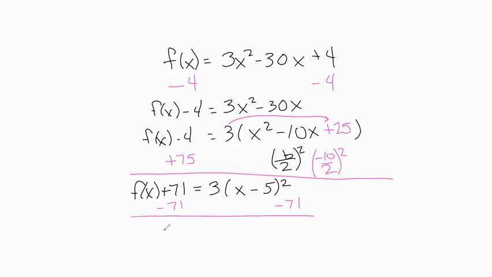And what we get is f of x is just left over here. On the other side, we have 3 times the quantity x minus 5 quantity squared minus 71. And that is, we've completed the square. The purpose of this is to get it into vertex form so we can see the vertex, and we can also see the a value or the stretch factor in this problem.